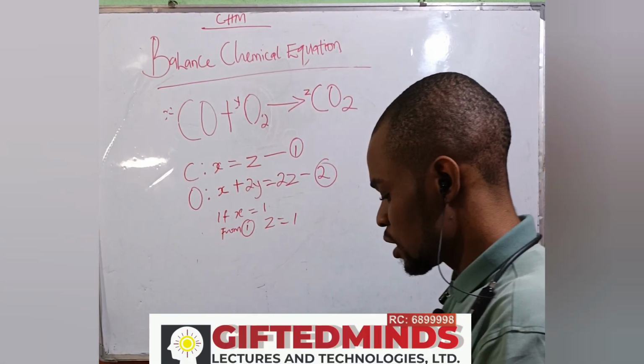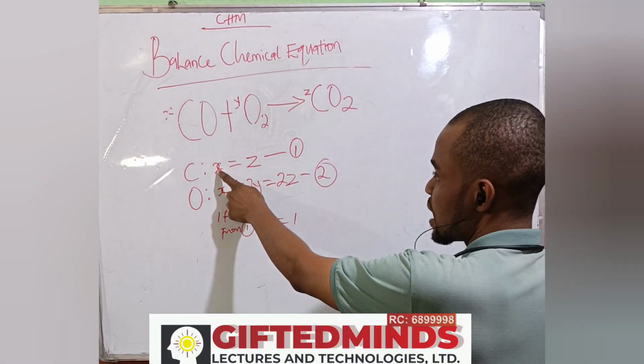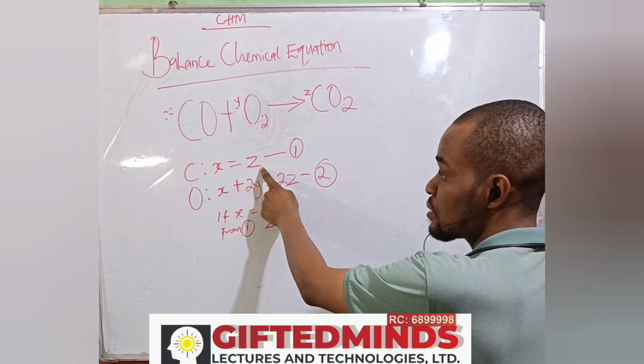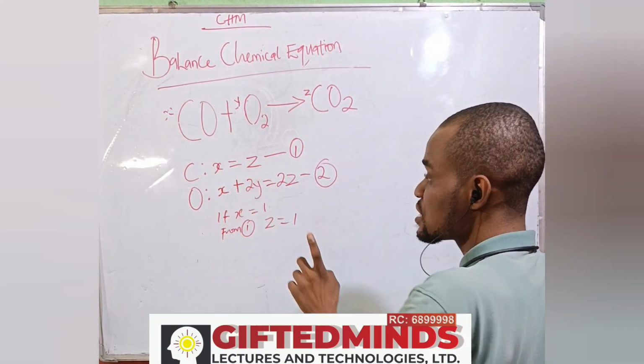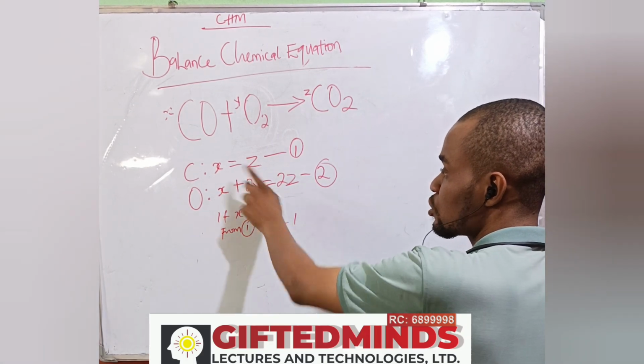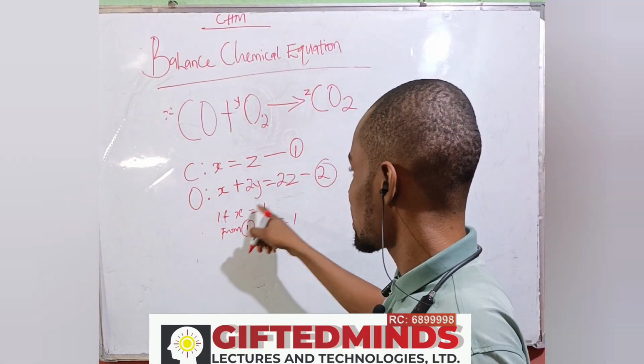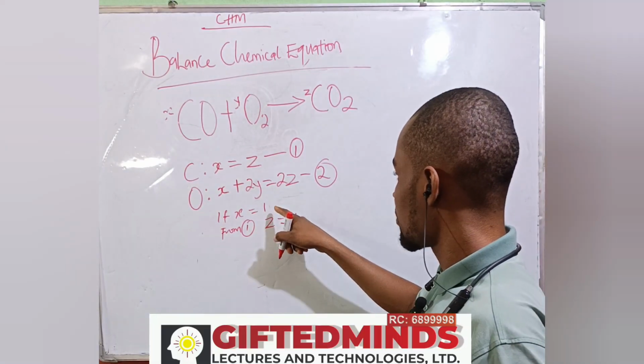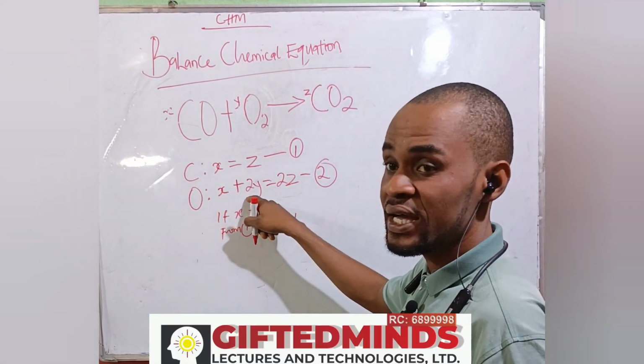Z is equal to 1, because equation 1 says X is equal to Z. So whatever value X has, Z has. So since X is equal to 1, Z is equal to 1. Now I know what X is, I know what Z is. I can put them here, put Z here, put X here, and get Y.